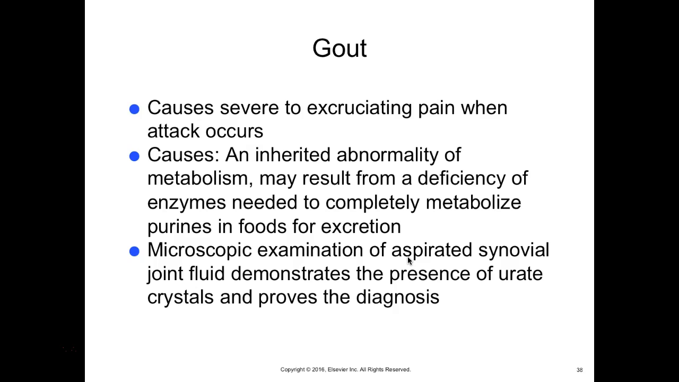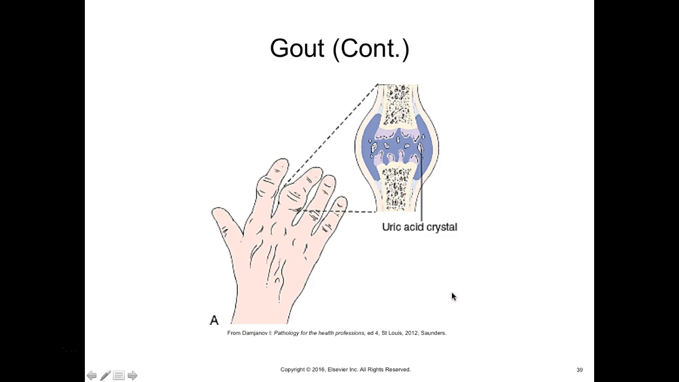So microscopic examination of aspirated synovial fluid from the joint demonstrates presence of urate crystals and proves the diagnosis. You can also do it with a uric acid level with the blood. So here is the joint affected by gout. This one as well. So you can see the uric acid crystals here. So that joint would be very inflamed and painful.